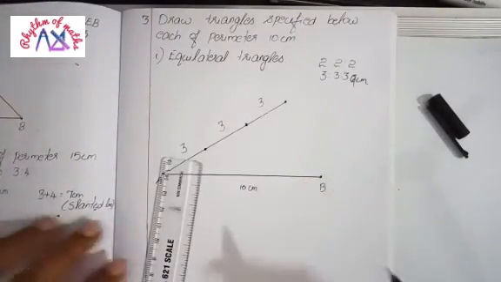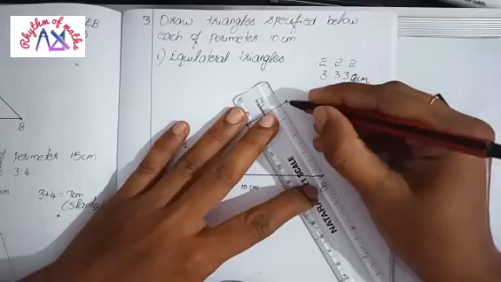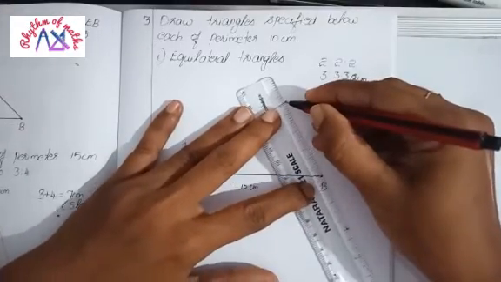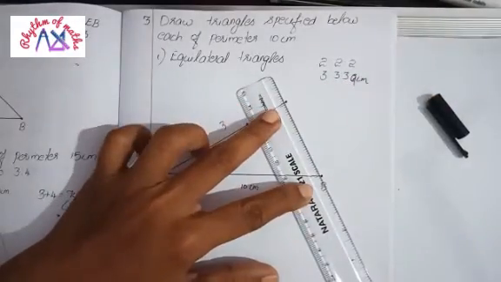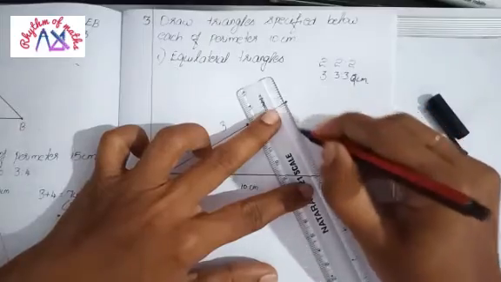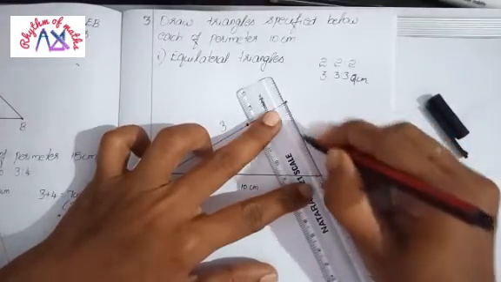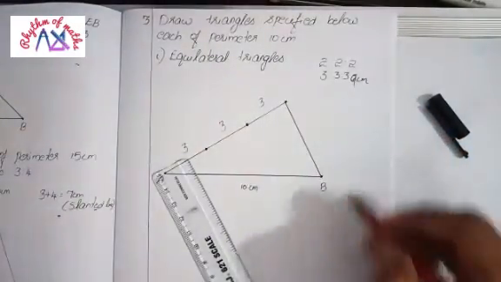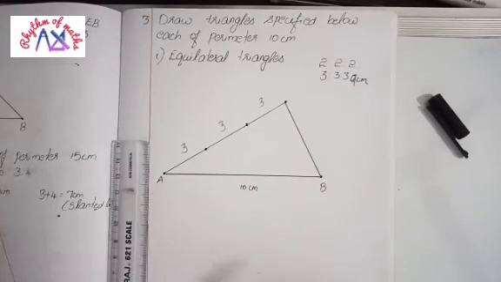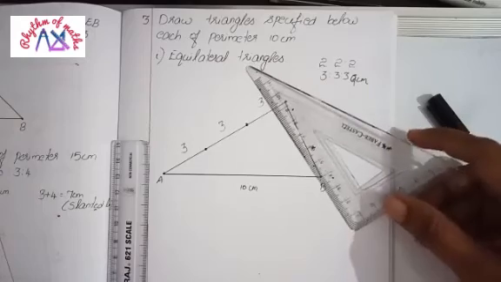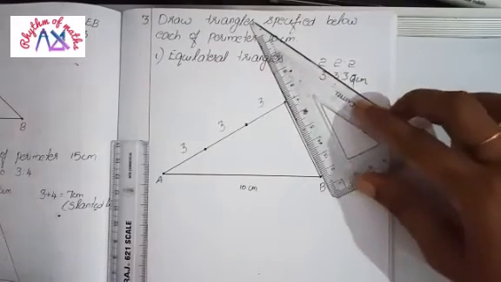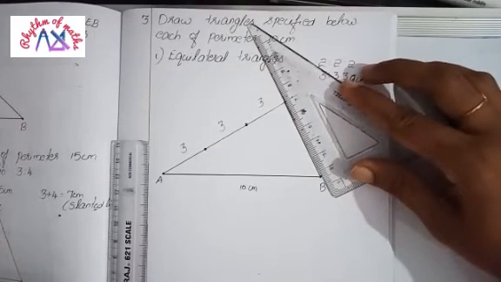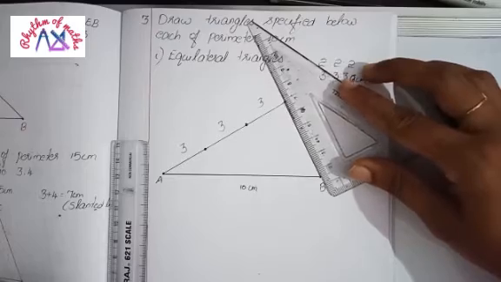We need a baseline. So just join these two sides. Keep the scale like this and join these two sides like this. Okay. Then after joining this, what is the next step? Keep the protractor. Sorry, set square. Keep the set square on one side, that is the one perpendicular side, on that base side.